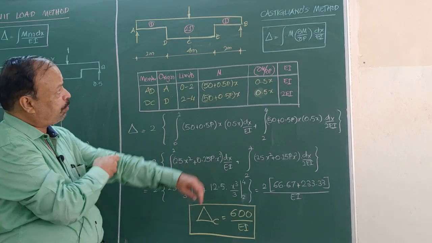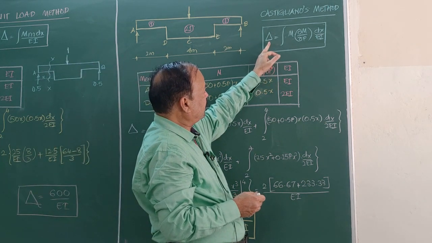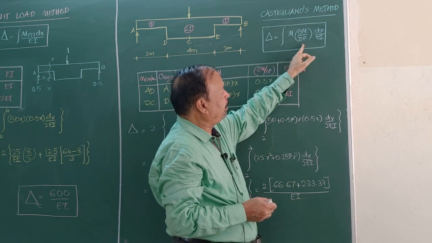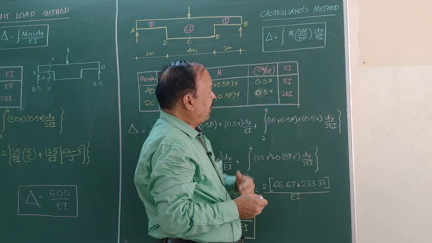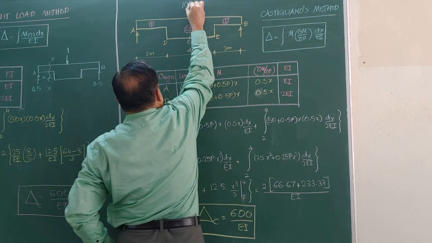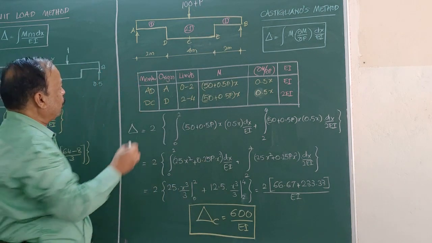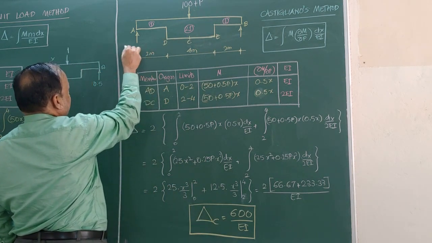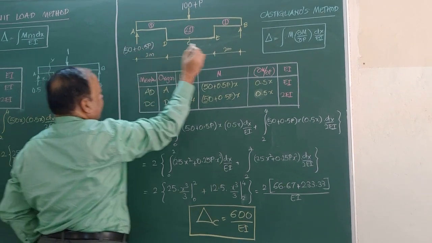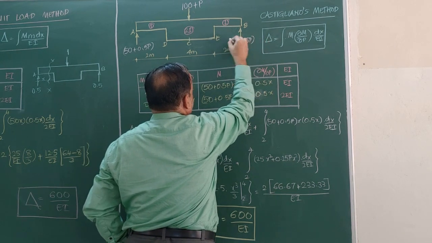Now I will take up the same problem with Castigliano's method. In Castigliano's method, the deflection is calculated as the integral of M into del M by del P into dx by EI. So here the load applied is 100 kilonewton. Then you will apply a load of P, a fictitious load. So due to that the reaction will be 50 plus 0.5 P at A, and here also it will be 50 plus 0.5 P.